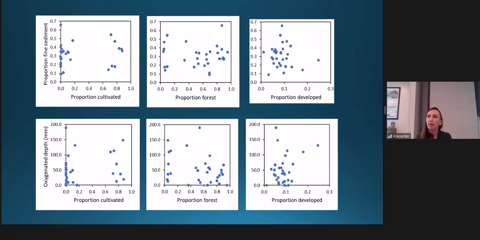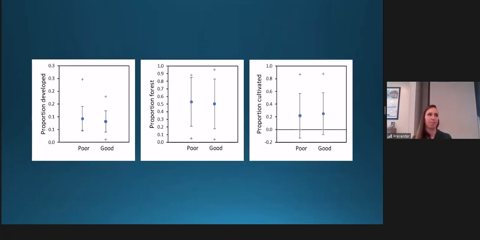You might expect, based on hydrogeomorphic data, or literature, sorry, and stream restoration literature, that our proportion of fine sediment might change based on the land cover in the watershed, and oxygenation depth might also change based on the type of land cover in the watershed. But what we see here is no relationship among proportion cultivated, proportion forested, and proportion developed, and those two estimates of hydrogeomorphology processes in the river.